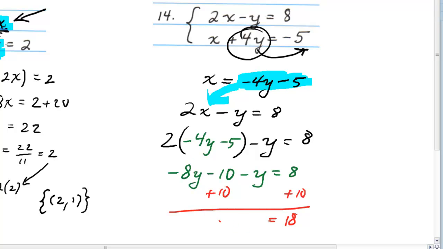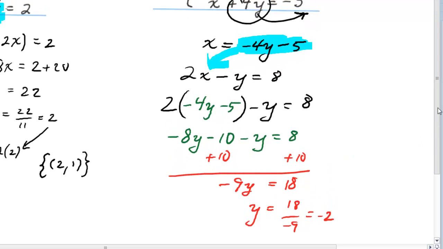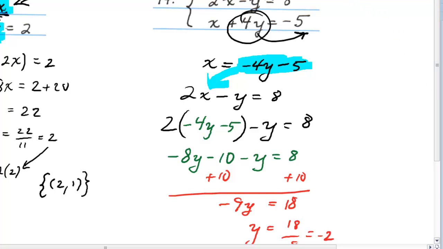That's negative 9y. And the result is 18 divided by negative 9, which is negative 2. Well, we're not done, right? You found one thing, you found y, awesome. We still have to find x.